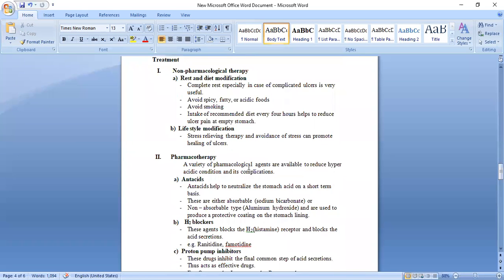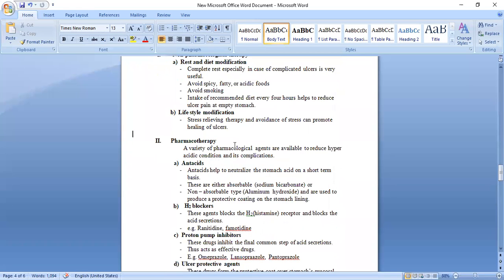Now see here, pharmacotherapy means what? We have to give here the medicines. Where acid secretion is there, that's why we have to give here antacids. Antacids help to neutralize the stomach acid; acid secretion is more, so we have to neutralize that acid. For the short term basis, these are either absorbable or non-absorbable, both types are there. According to the signs and symptoms we will give. Okay, the doctor will give.